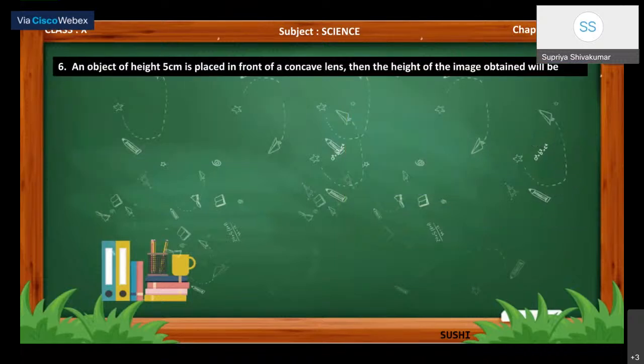Moving on further, sixth question. An object of height 5 centimeter is placed in front of concave mirror. Then the height of the image obtained will be.